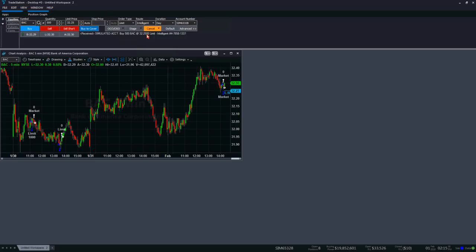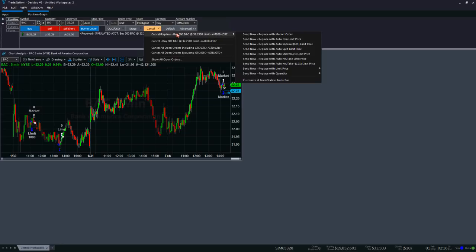One thing that comes live when you have an open order is this cancel button. I'm not sure if you noticed, but before we placed our trade, that button was grayed out, but now it's yellow. So I can click on this yellow button, and it gives me different options to modify or cancel that order that I have active. If I hover over this option that says cancel my buy 500 Bank of America, it'll cancel the order outright. But if I come over to the top option, I can cancel and replace the order. And if I come over here, I can replace it with a market order.